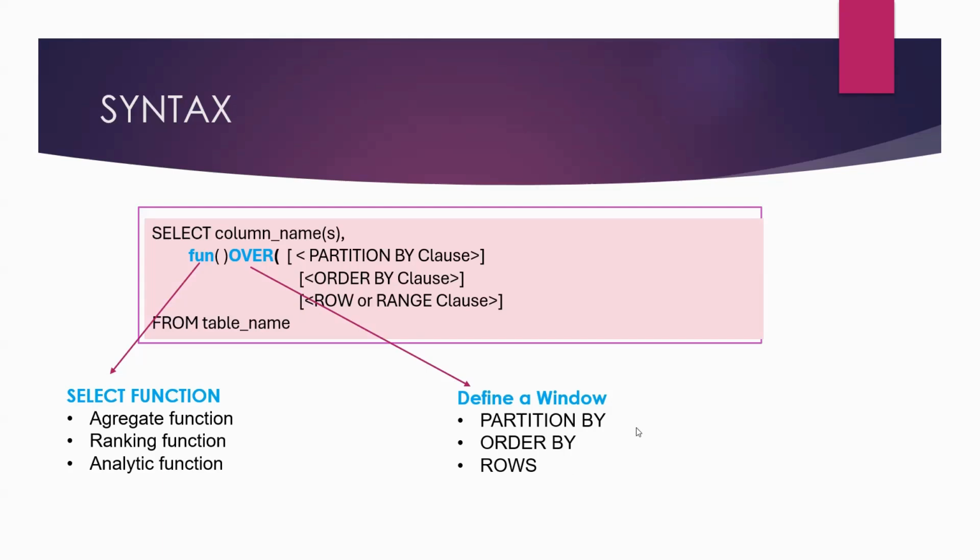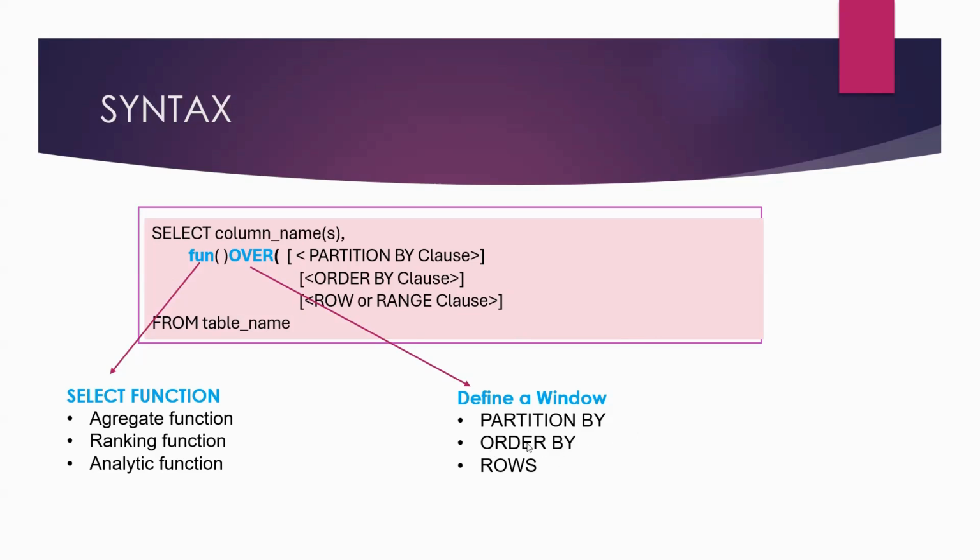PARTITION BY means we need to differentiate our function by, for example, department. Let's suppose we have a column with different departments like HR, finance, and admin. So we need to do partition-wise information. In each department, if you want to filter out data, then we use partition. We need to write PARTITION BY.